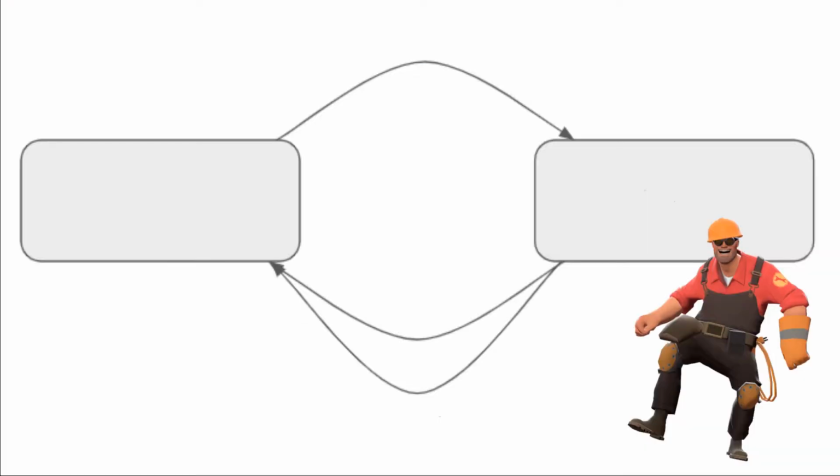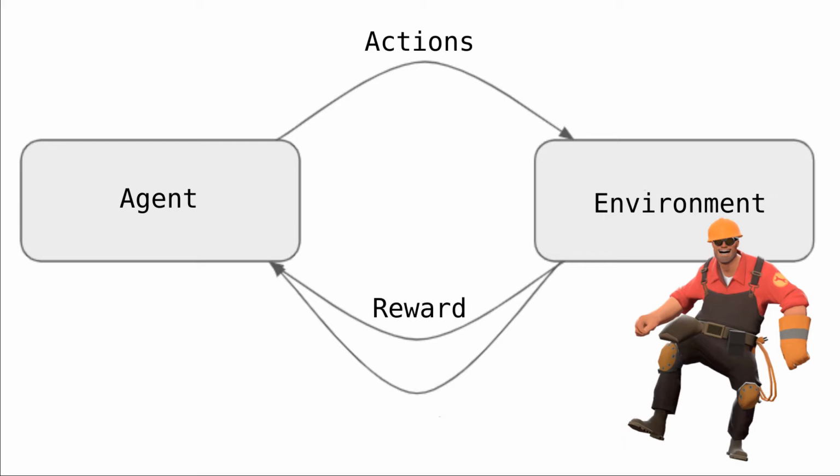In reinforcement learning, an agent interacts with an environment by performing actions. In return, the agent receives reward and an updated state of the environment.